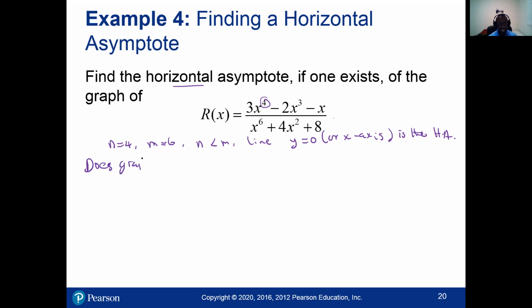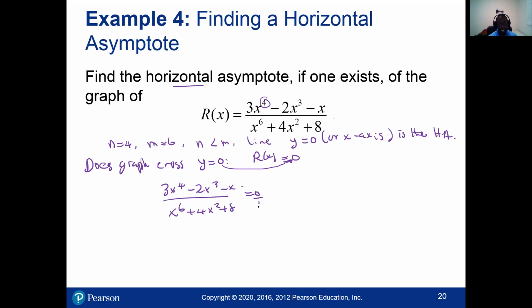Does a graph cross the line y equals 0? Here you solve the equation r of x equals 0. We take 3x to the 4 minus 2x cubed minus x, divided by x to the 6 plus 4x squared plus 8, and set it to 0.